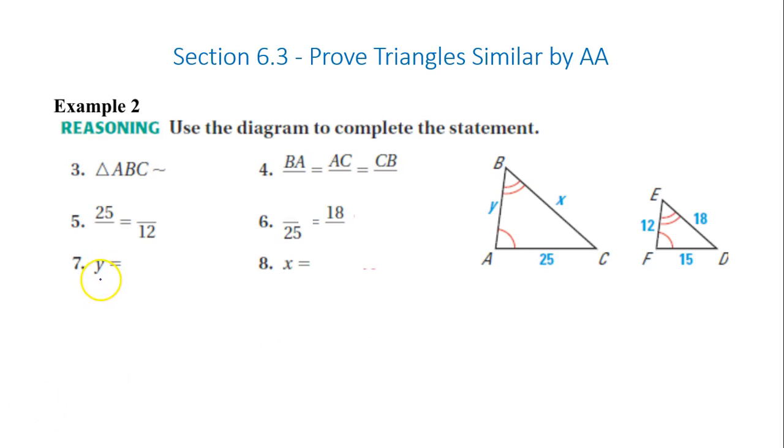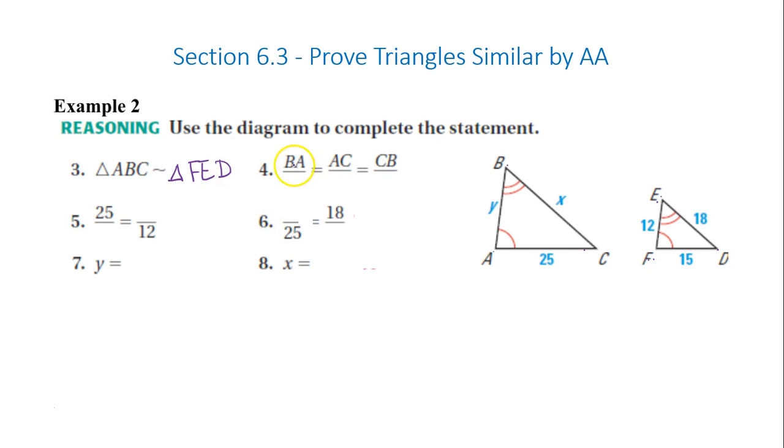All right, in example 2, we're going to be using the angle similarity postulate to help us in answering all of these questions that I have for you. So triangle ABC is similar to, and we're going to list the proper angles in order to make this similarity statement. So triangle ABC, and now we know F is congruent to A, E is congruent to B, and D must be congruent to C. So list that in that order, F, E, D, and we're done with that one.